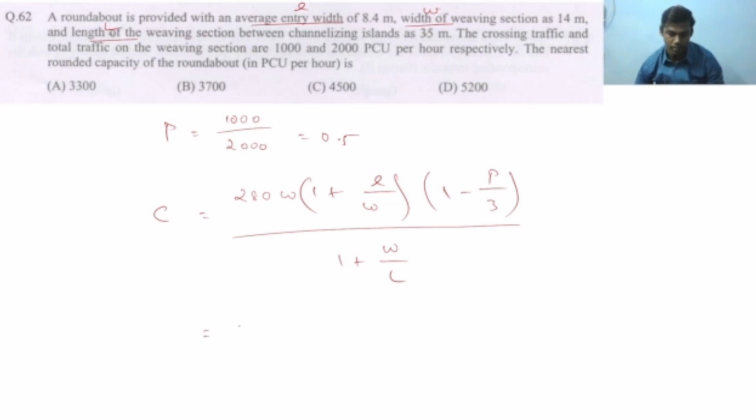So the answer will be 3733.33 passenger car unit per hour. And in question they have mentioned nearest rounded capacity. So the nearest rounded capacity will be 3700. Option B is the right answer.